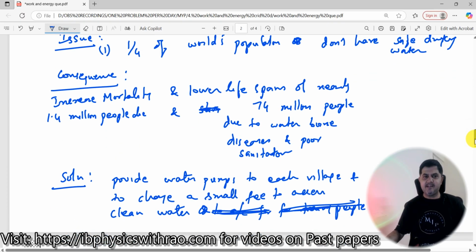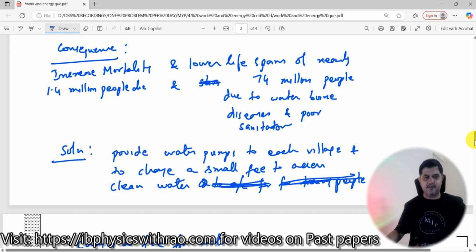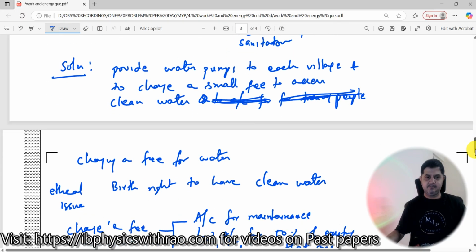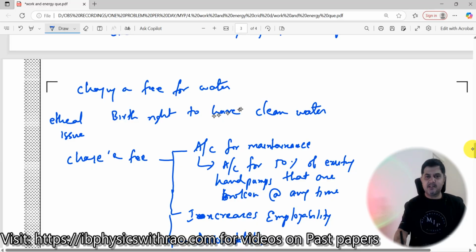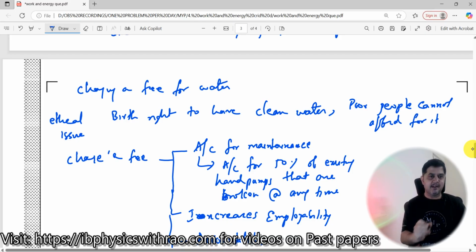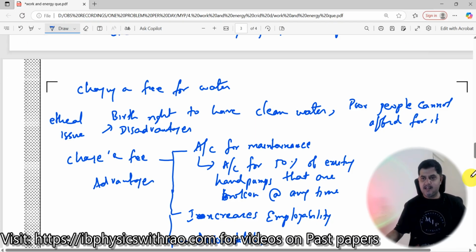Let us assume that if there is a very poor man or a poor family and they are unable to do it, then what happens? The first right is to have clean water, and poor people cannot afford it. It's also incorrect, right? We will not do this one. So therefore, I have put the disadvantages here, and I have put the advantages. I put both of them. Now let us move on.